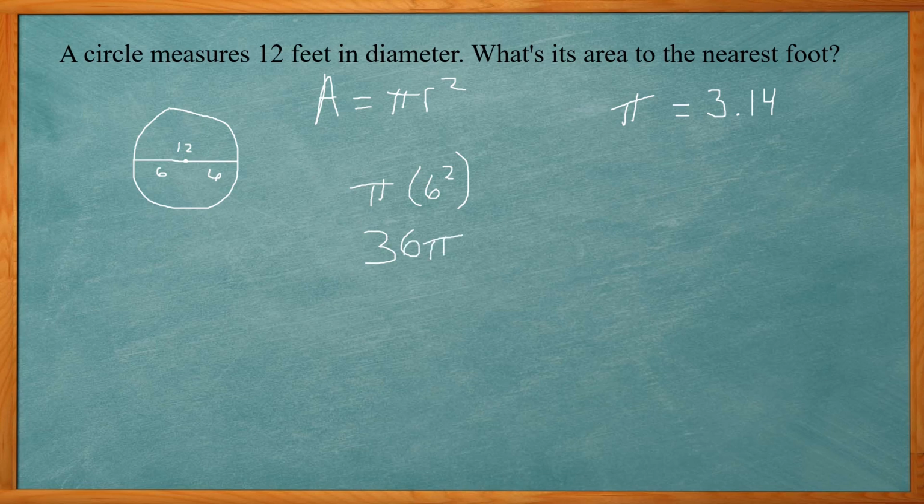If you multiply that out, that gives you about 113.097. To the nearest foot, that will give you 113 for the area of the circle. So the important thing here is remember that area of a circle is equal to pi r squared, where r is the radius, and pi is equal to about 3.14.